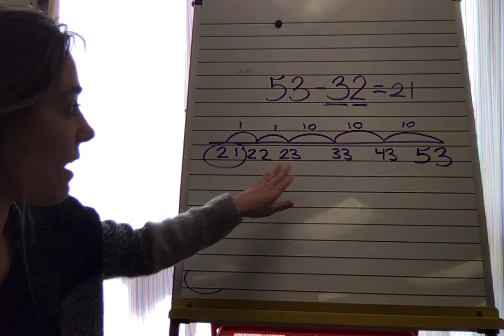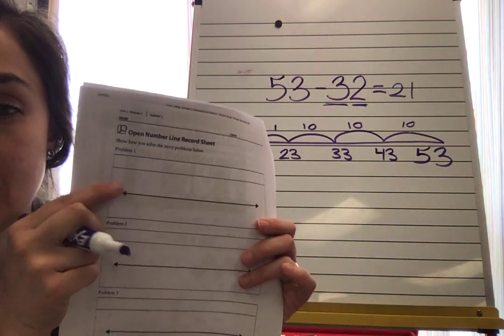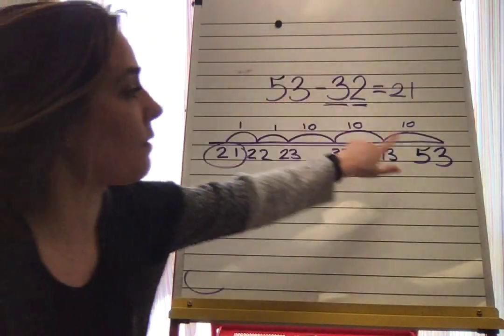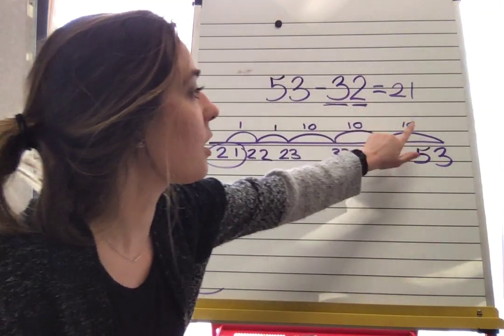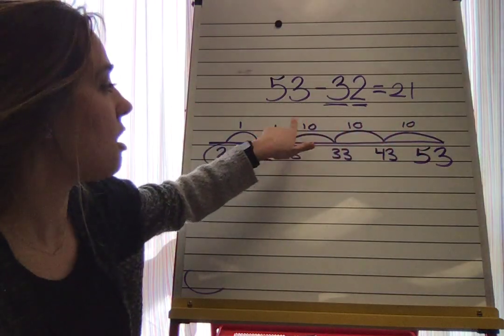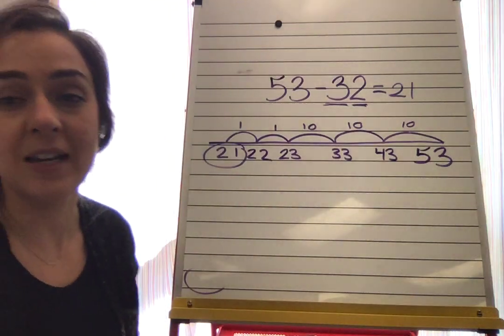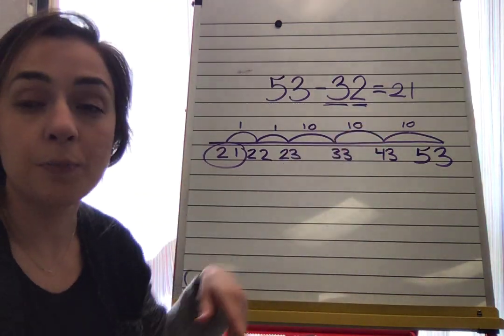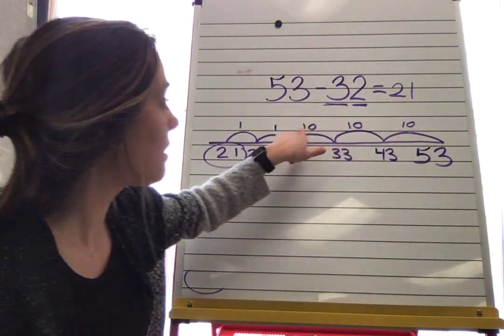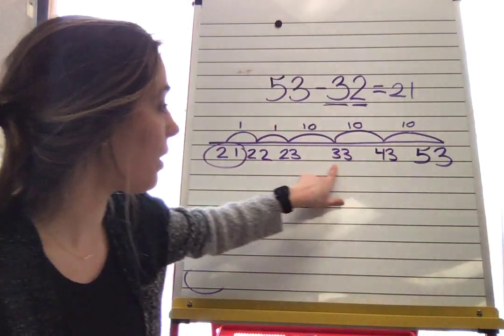All right, so you should have this on your number line. I started with 53. I took 10, 20, 30, 31, 32 hops backwards, and I landed at my number of 21. So super important to label your hops and where you're landing.